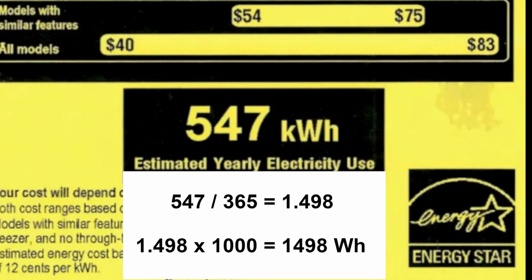Divide that by 365. And remember, kilowatts is 1,000 watts. So we get 1498 watt hours per day. The microwave says it's 1100 watts. So all we need to do is figure out how long we're going to use it each day.